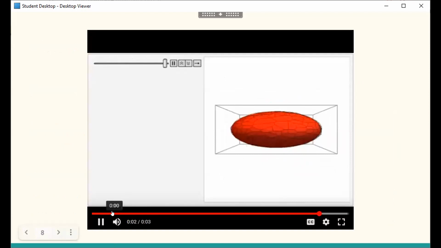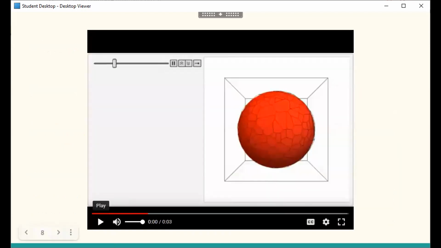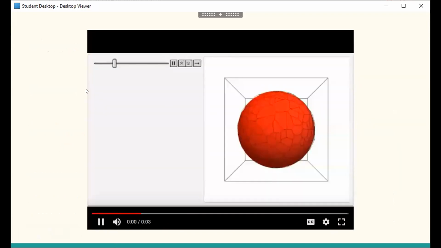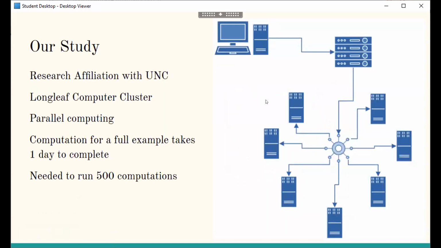Now, how we generated our polytopes is we started with a sphere and we had 400 random points for inequalities. Then we deformed the sphere to make ellipsoidal polytopes. Obviously, this took a lot of computation. So we're research affiliates with UNC, and we use the Longleaf computer cluster for parallel computing. Each one of our examples takes 1 day of CPU time, and we need to do 500 computations. So this took 500 CPU days to complete.